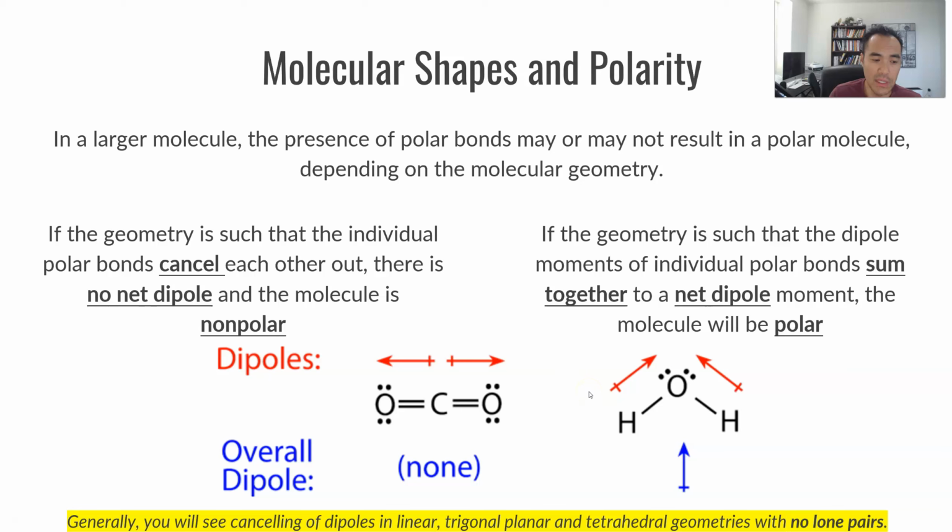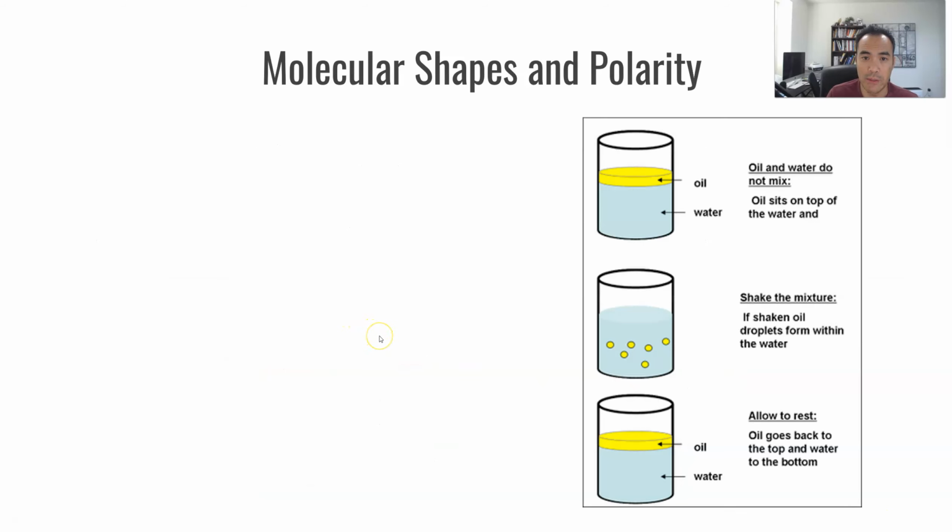Now, generally you will see canceling of dipole moments in linear, trigonal planar, and tetrahedral geometries with no lone pairs. So keep in mind that those are generally going to be nonpolar molecules because the dipoles are moving in opposite directions.